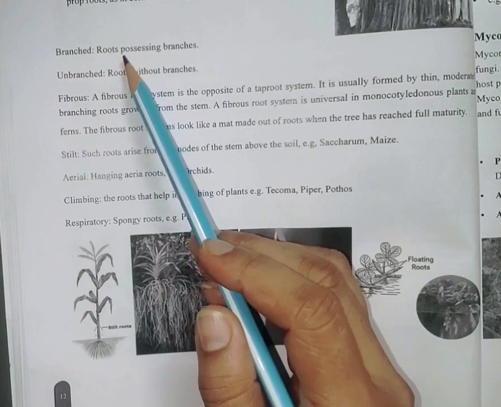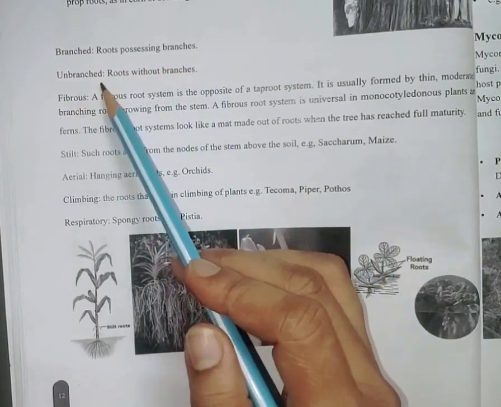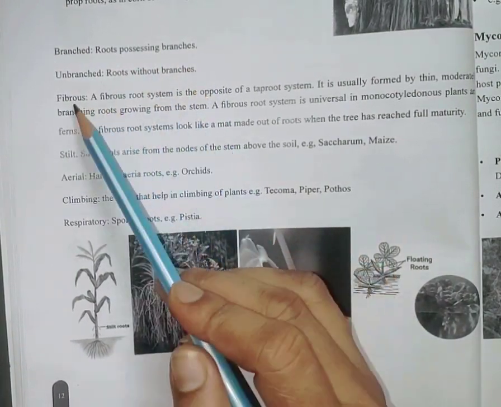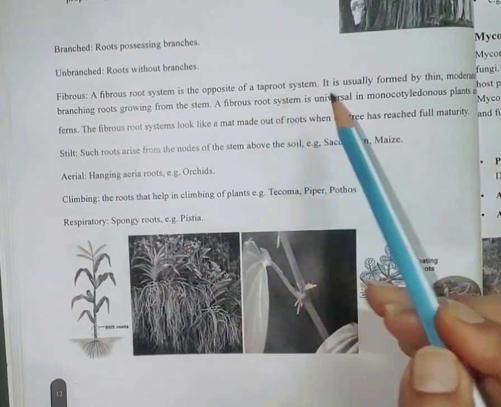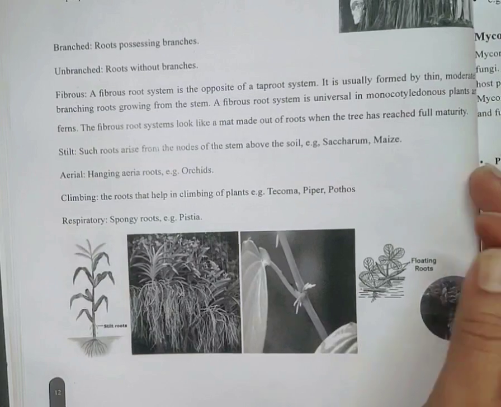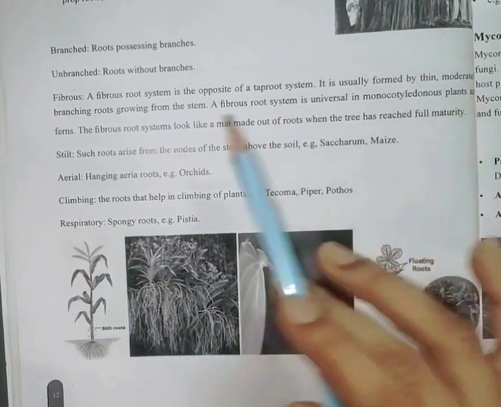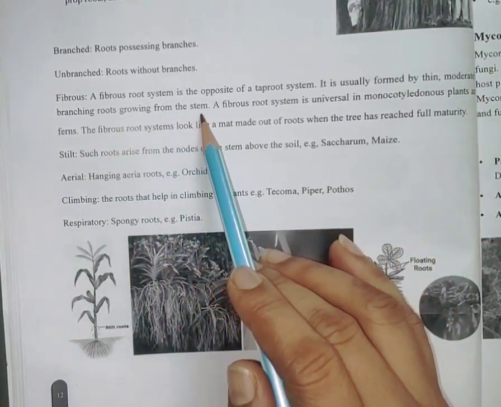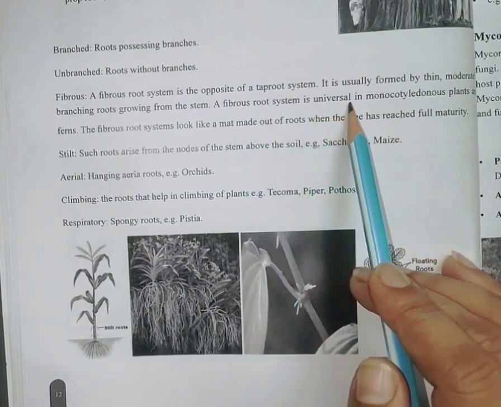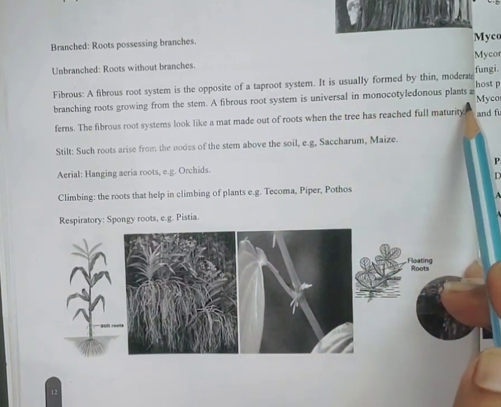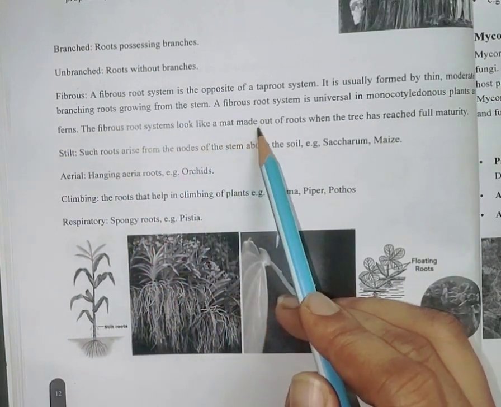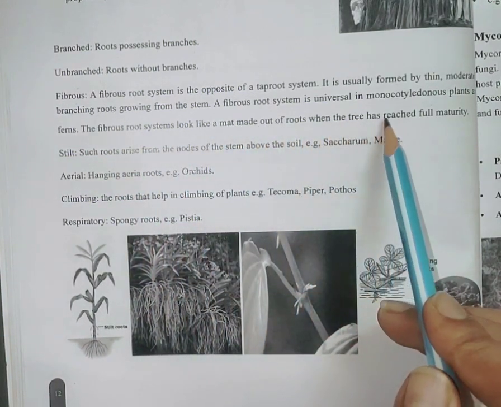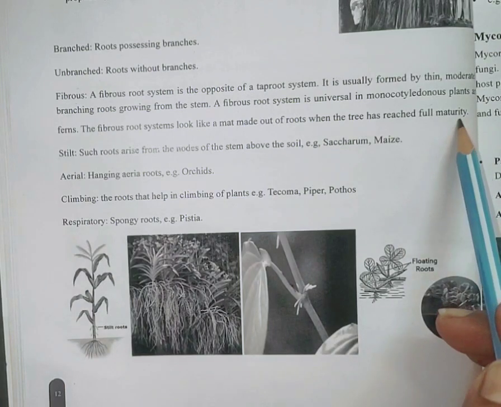Branched roots possess branches. Unbranched roots are without branches. Fibrous root: a fibrous root system is the opposite of a taproot system. It is usually characterized by thin, moderately branching roots growing from the stem. A fibrous root system is universal in monocotyledonous plants and ferns. The fibrous root systems look like a mat made out of roots when the tree has reached full maturity.